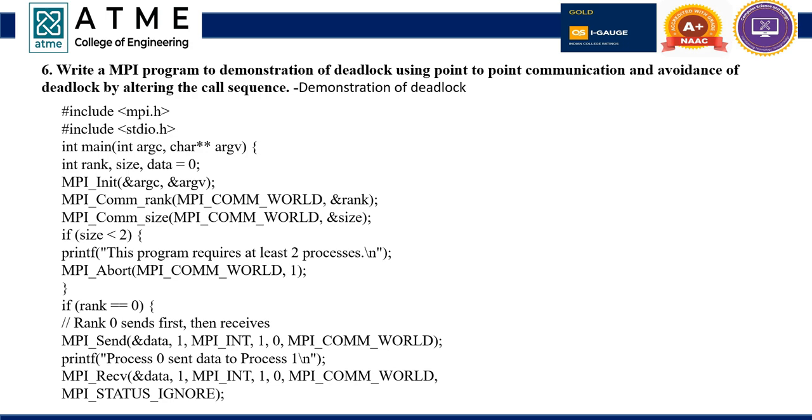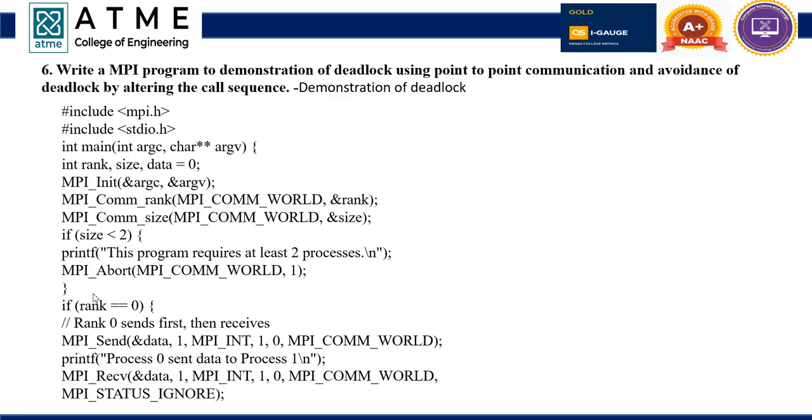We have to ensure here that at least two processes are available. If two processes are not available, then communication cannot be done with point-to-point communication. So, if the size is less than 2, the program requires at least two processes. So, let us print the message like that and abort the program.